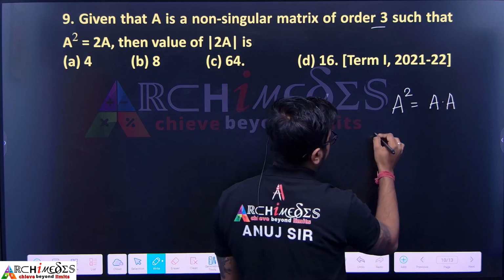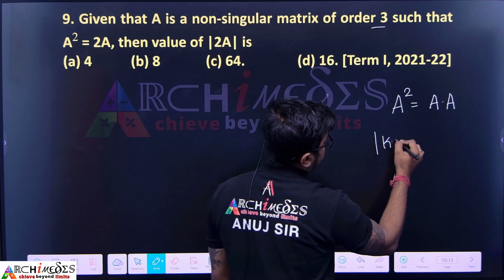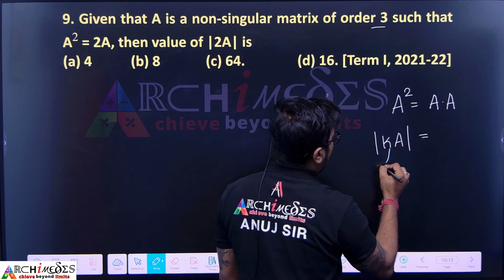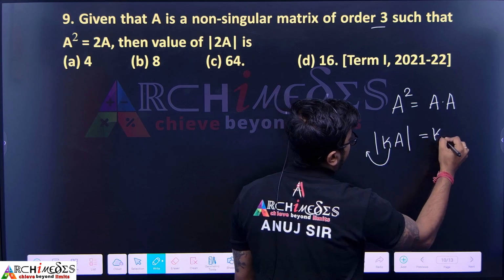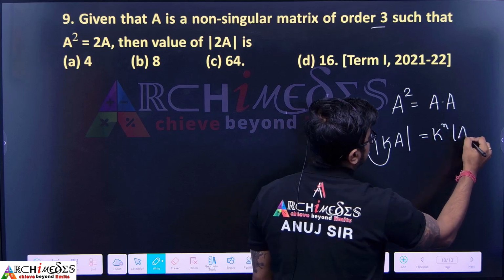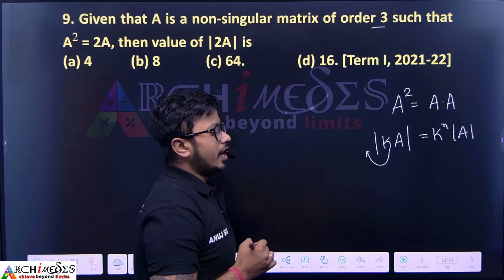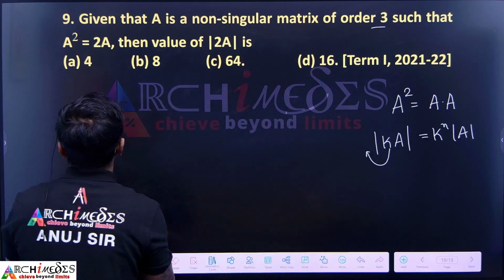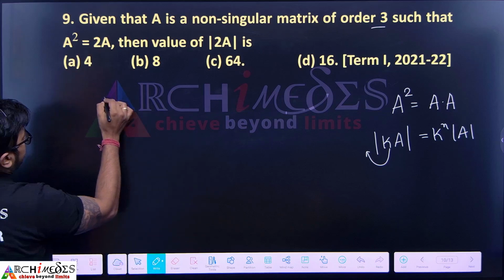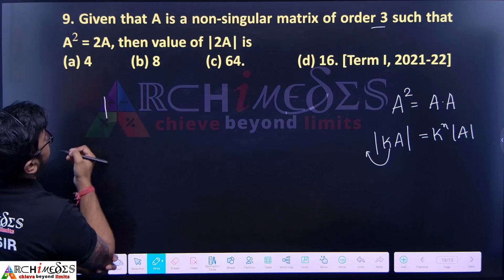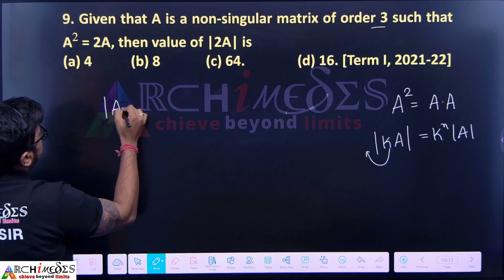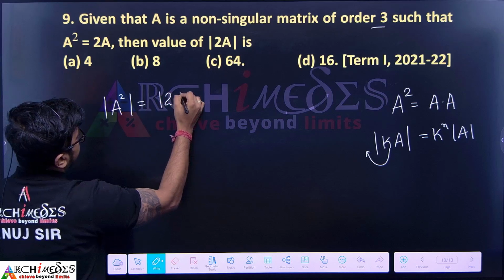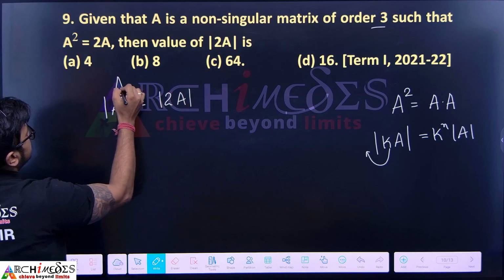Another one, if any constant term is multiplied with the matrix and you want to take the constant outside, it should be k to the power of n times the determinant of A. I've already discussed this in our class. Why am I using this? Because you have to find the determinant of 2A. So first listen carefully. Because the determinant is not given, I'll first write the determinant of A square equals the determinant of 2A. Can we write this? Because here A square is given as 2A.